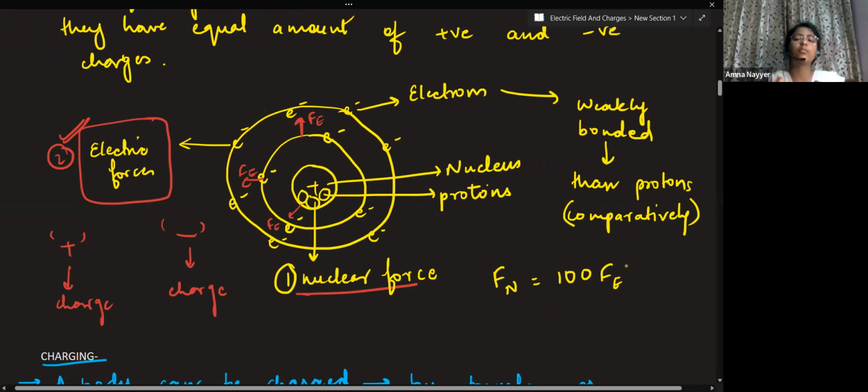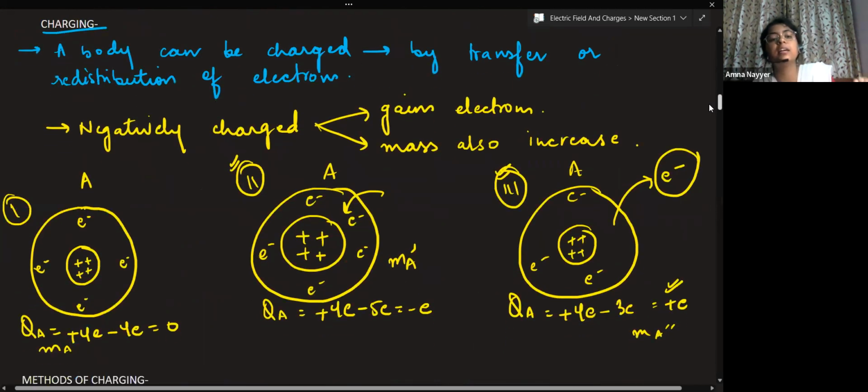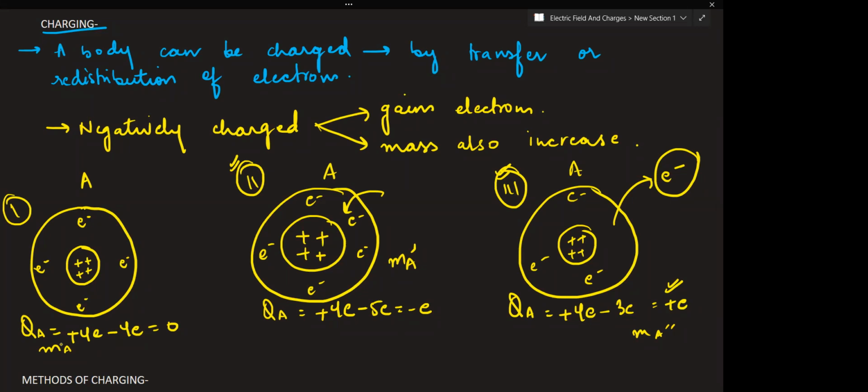That's why only electrons are able to move. The nuclear forces do not allow the protons to move, so we cannot transfer protons. That's why in the phenomenon of charging, we always say that electrons are getting transferred, and redistribution occurs only in electrons, not protons. This was one of the reasons that protons are not transferred during rubbing. As an electron has a finite mass, there always occurs some change in mass during charging. The mass of a positively charged body slightly decreases due to loss of some electrons, and the mass of a negatively charged body slightly increases due to gain of some electrons.